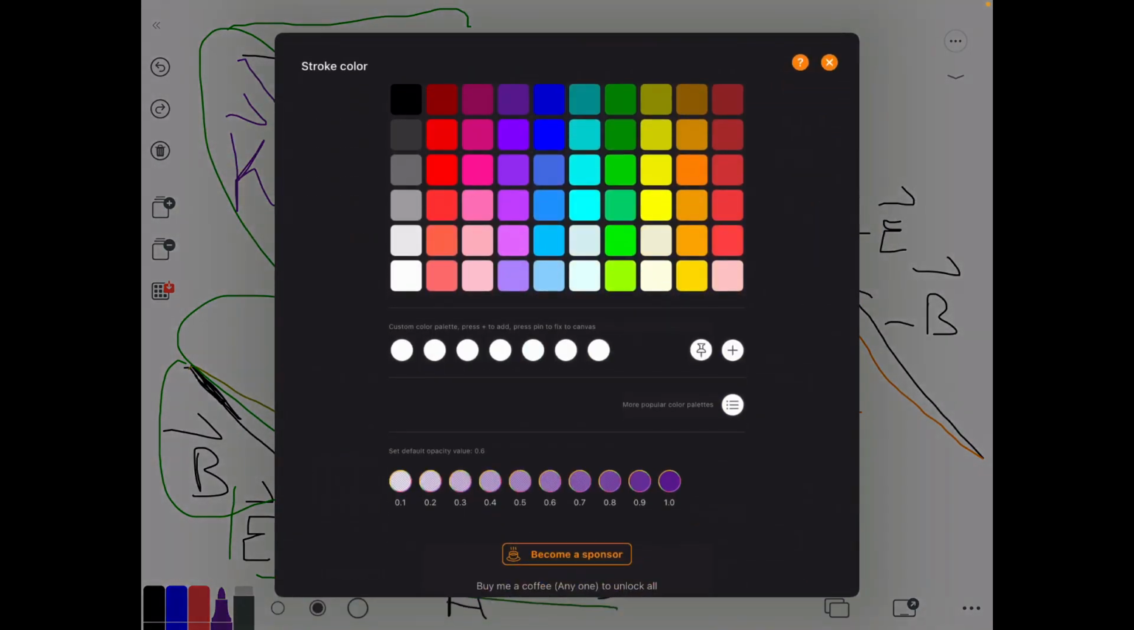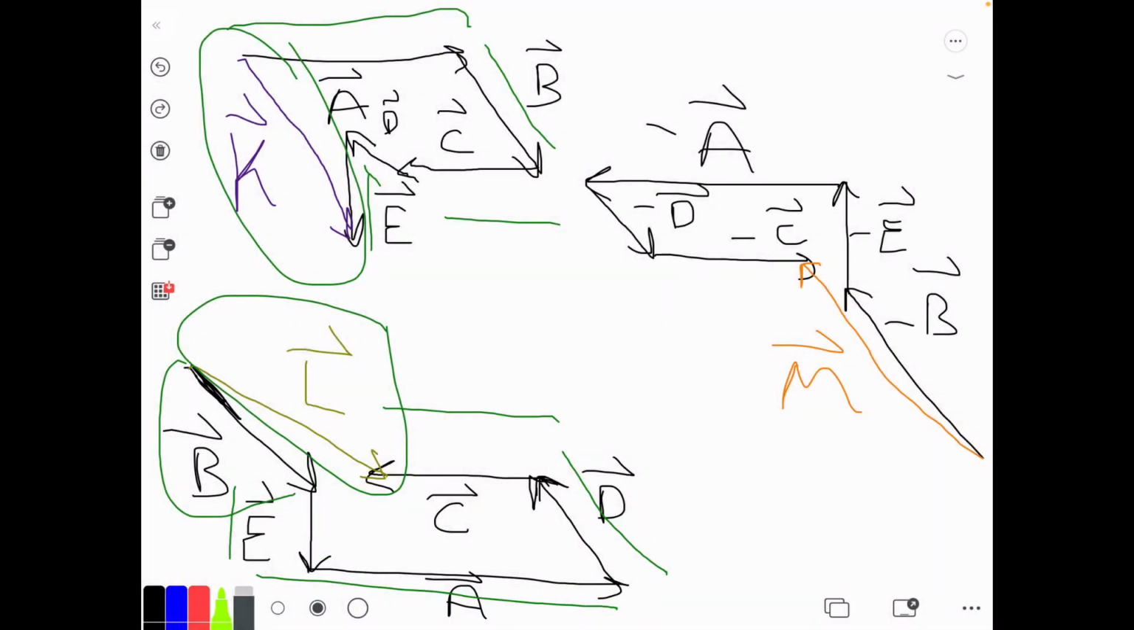Let me actually use a different color. Negative vector b: vector b goes down, so the opposite of vector b has to go up, and vector e also goes down, so the opposite of vector e goes up again. And then you have negative vector a. As you can see, vector a goes very far towards the right, so we go very far towards the left instead for negative vector a.